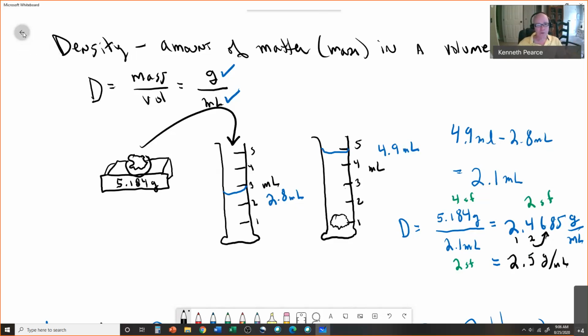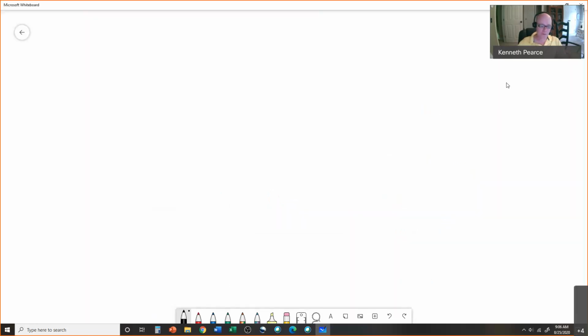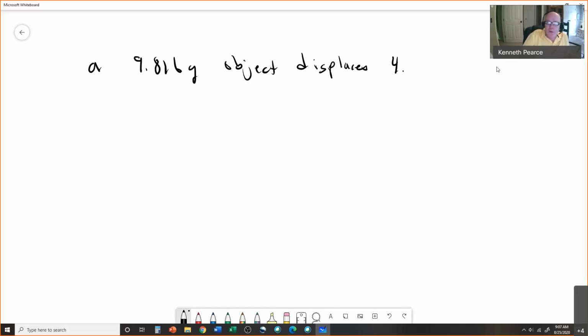And so let's go ahead and do another one. Let's say that we had a 9.816 gram object that displaces water from 4.2 milliliters to 6.3 milliliters. Okay, and what's the density?